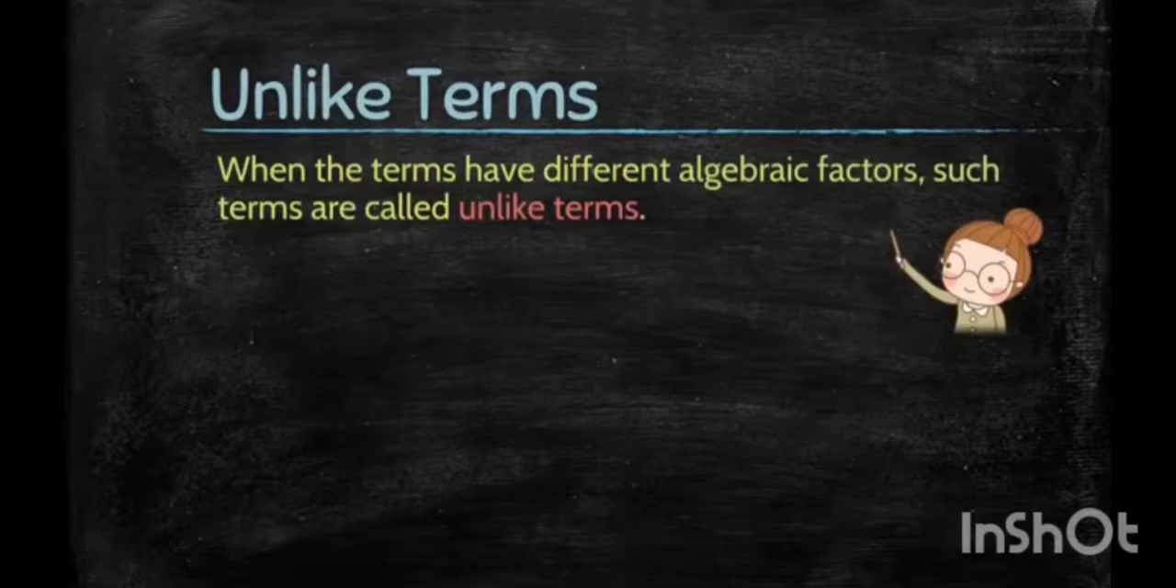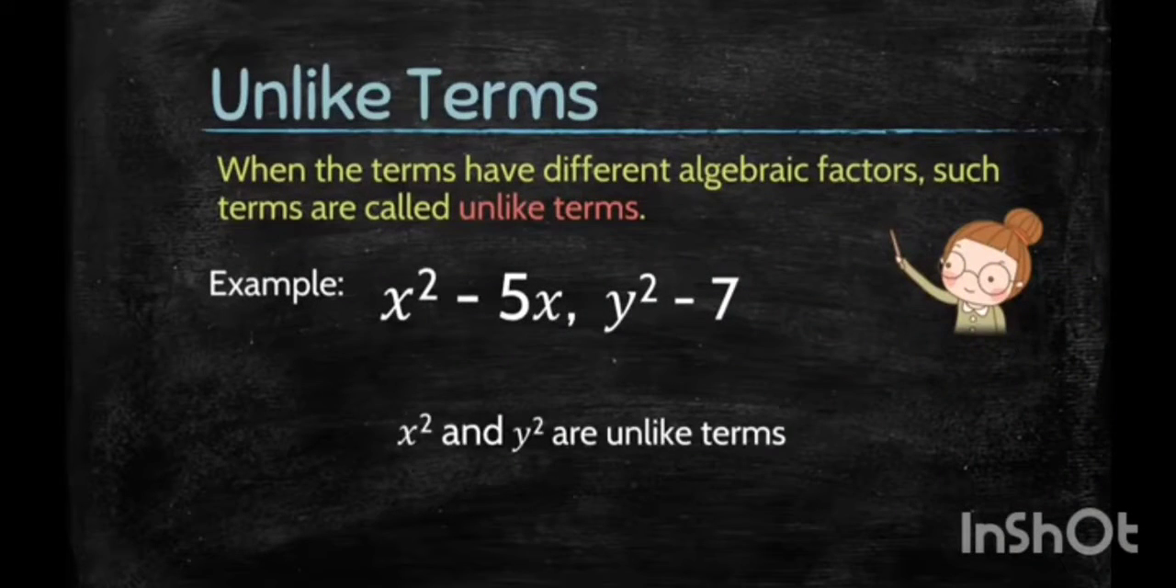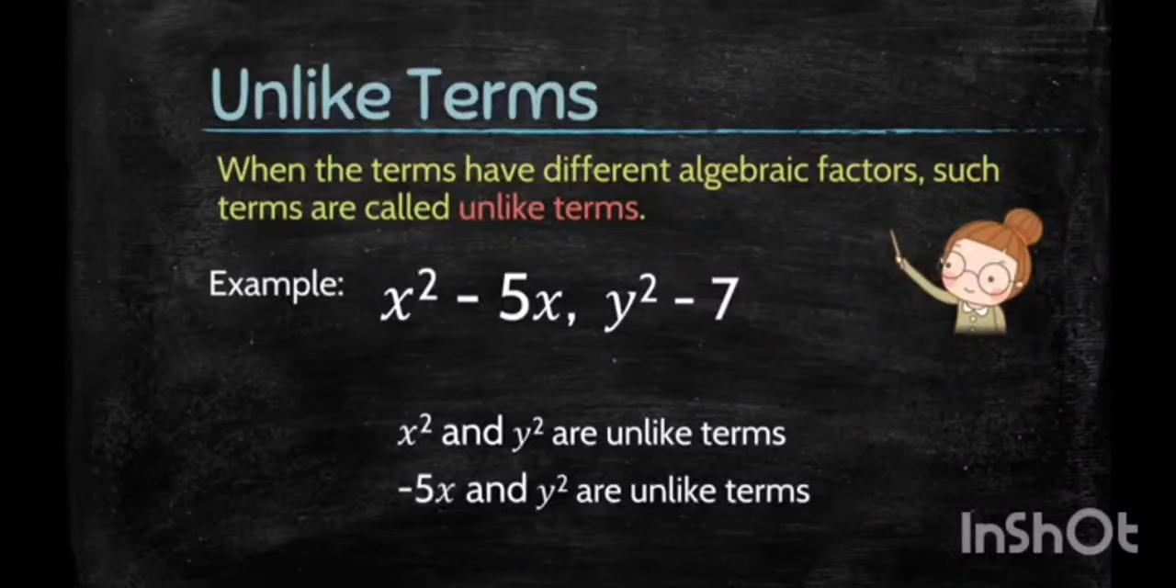Next, what are unlike terms? When the terms have different algebraic factors, such terms are called unlike terms. For example, x square minus 5x and y square minus 7. Here, x square and y square are unlike terms because they have different algebraic factors. Similarly, minus 5x and y square are also unlike terms.